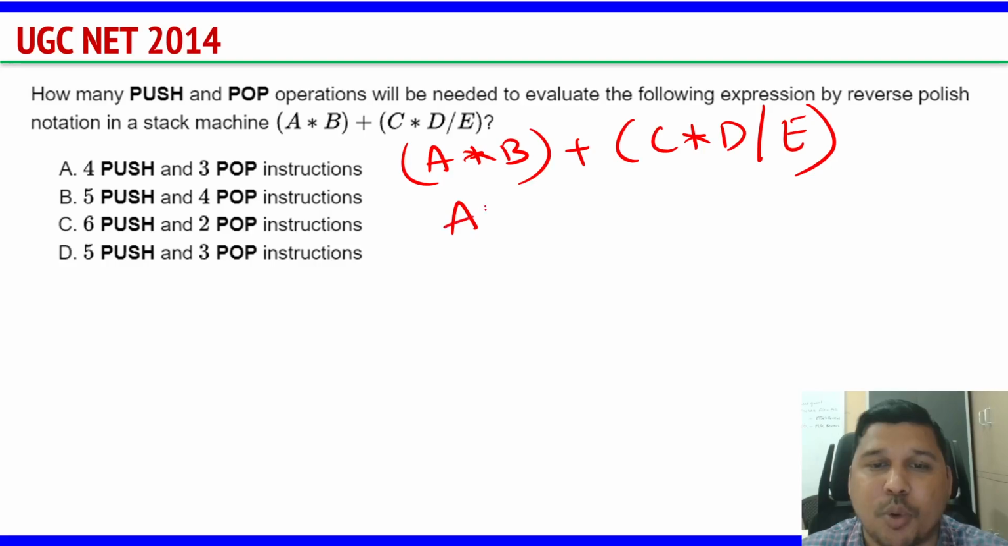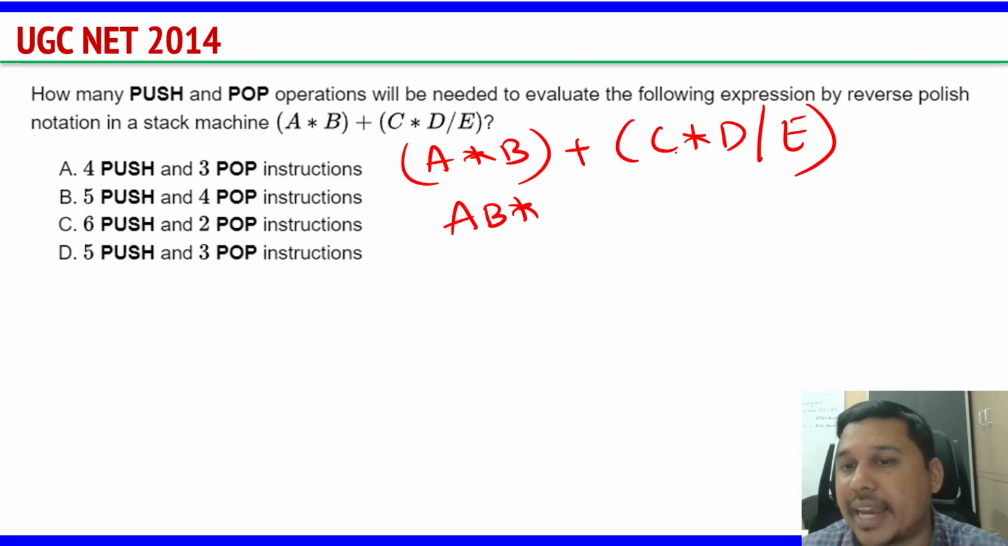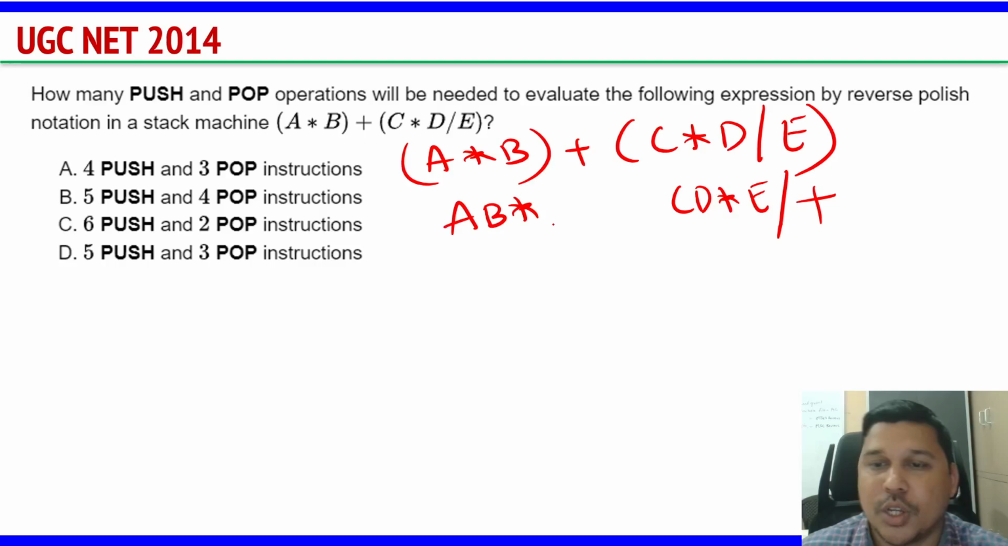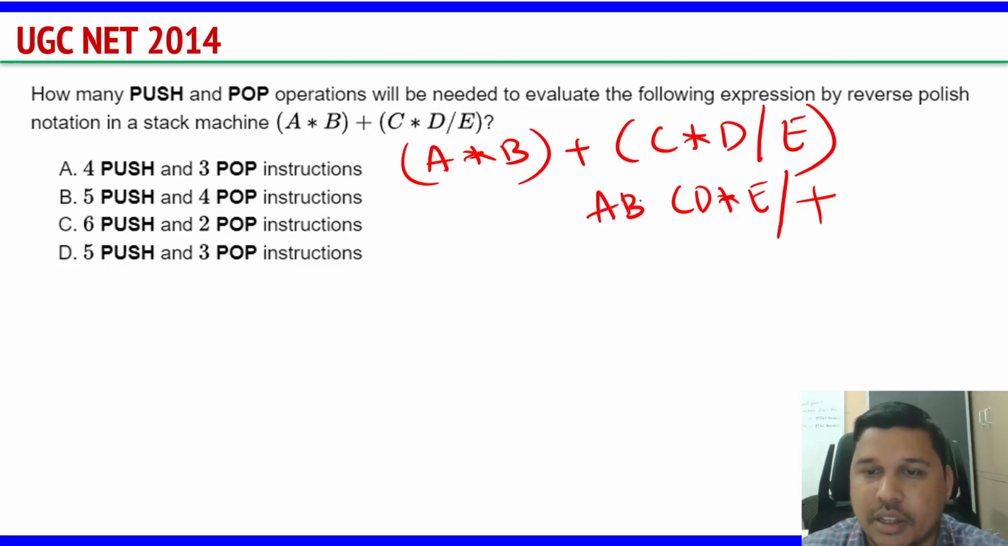So this becomes in postfix AB star. This becomes, again in brackets, multiplication has more priority, so it becomes CD star E by. Then comes plus. So the expression is AB star CD star E slash plus. Now I have to evaluate it.